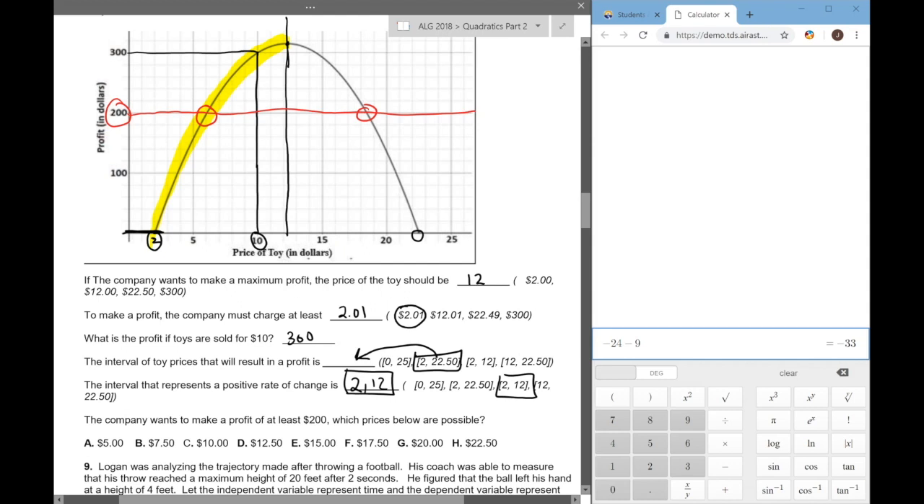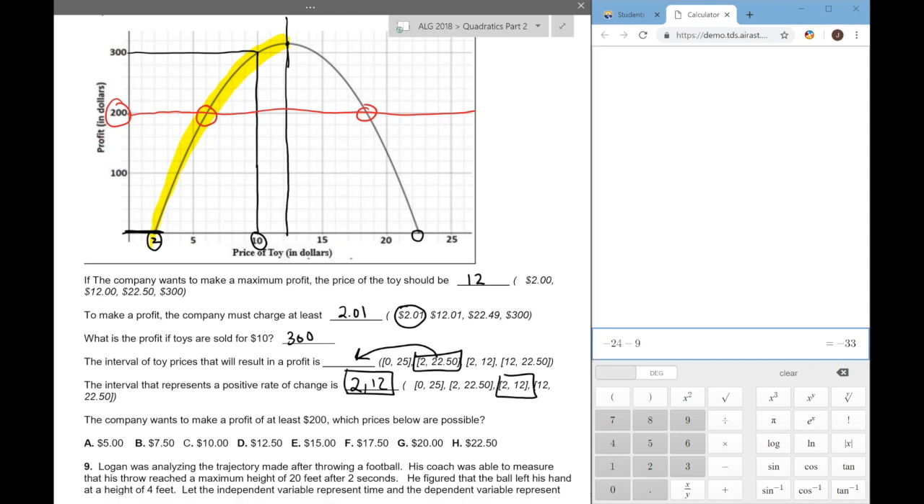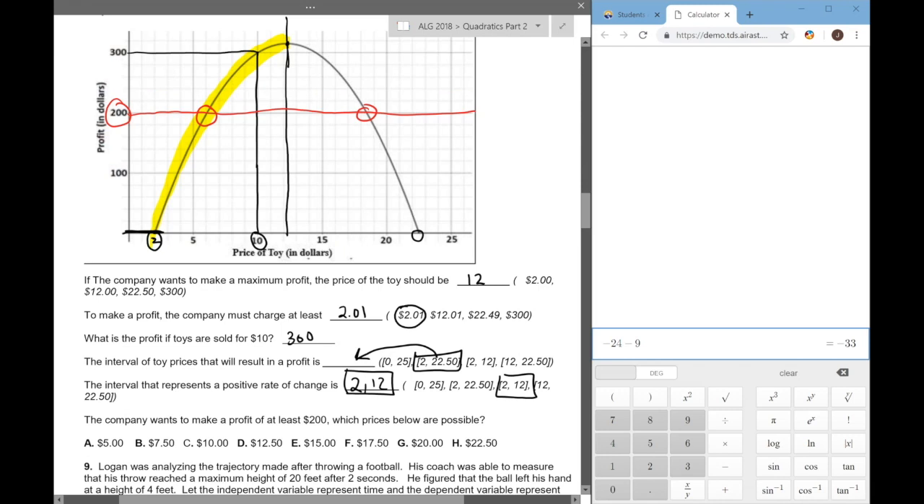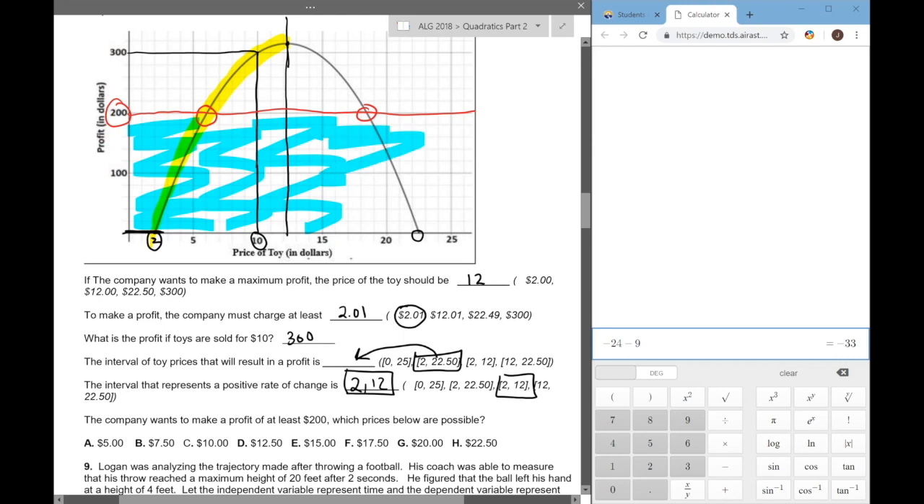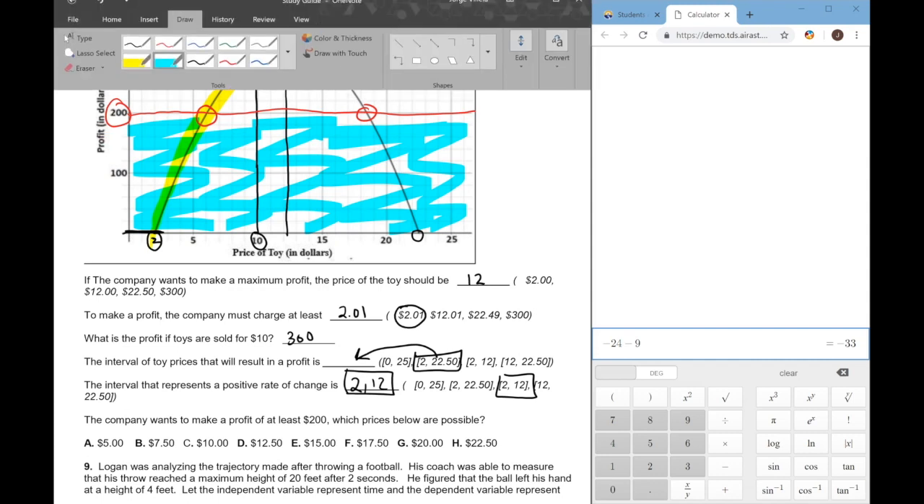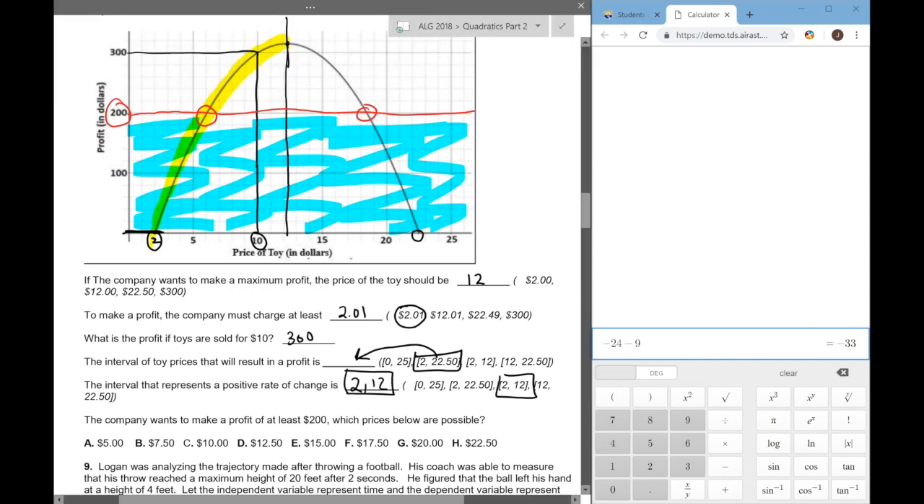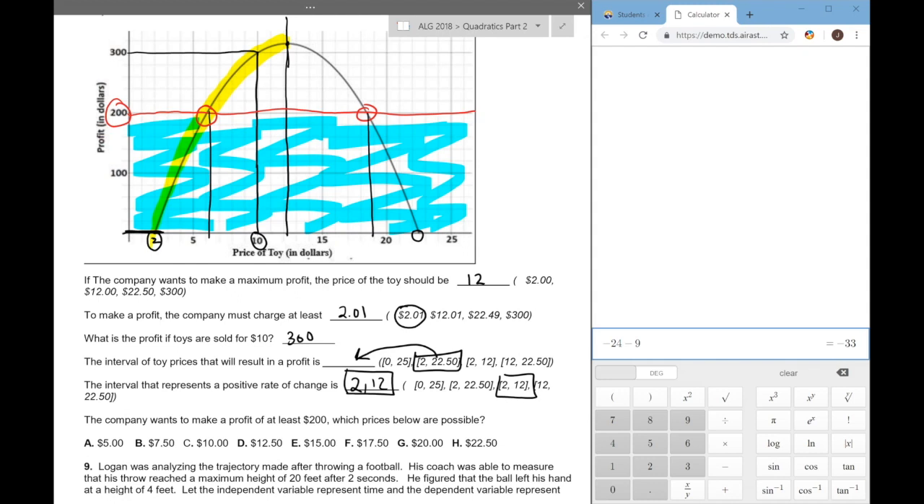So the company wants to make a profit of at least $200. So anything below here is not what they want. They don't want anything below there. So all of these numbers, they don't want, because you want to make more than 200. So all of the prices that they need to sell them at have to be about $6 to about $19. So $5, they don't make enough.